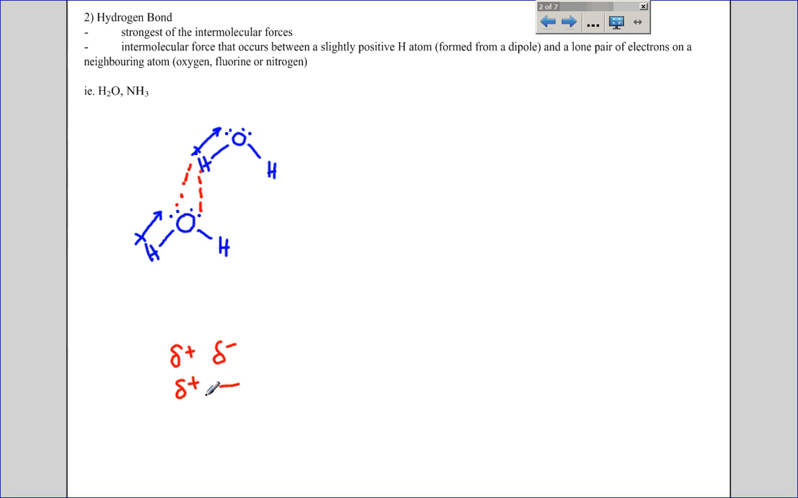Now, when we have hydrogen bonds, not only do we have the possibility of establishing this kind of intermolecular force, the water molecule is still polar. So it is possible to also have dipole-dipole interactions between these two molecules, which again increases the overall intermolecular force.